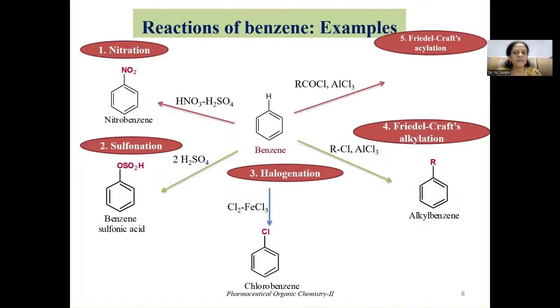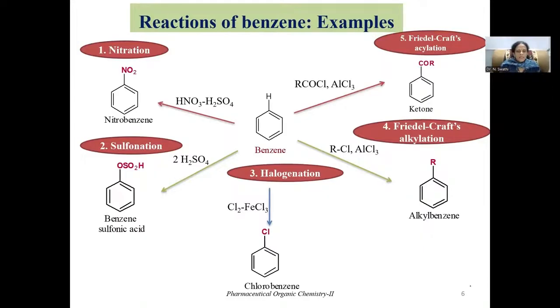Another reaction is Friedel-Crafts acylation, where a mixture containing acyl chloride and aluminum chloride is allowed to react with benzene, which results in the formation of a ketone. So these are a few more examples of electrophilic substitution reactions of benzene. Take a screenshot of this slide, students, because this single slide depicts all 5 reactions of benzene given in your syllabus: nitration, sulfonation, halogenation, Friedel-Crafts alkylation, and Friedel-Crafts acylation. If they ask in the examination what the reactions of benzene are, or for examples of reactions of benzene, you can write all the reactions given in this slide.